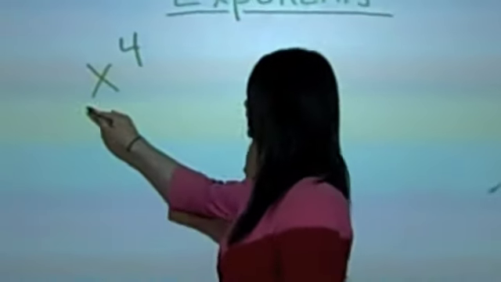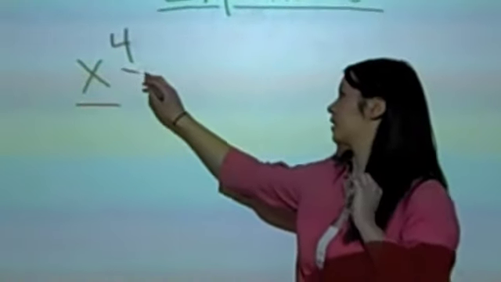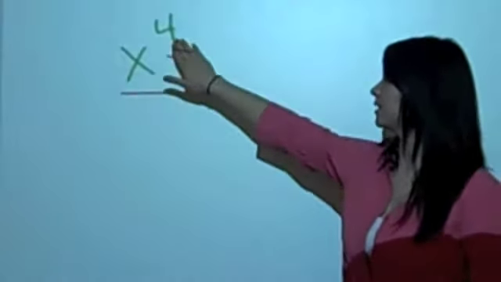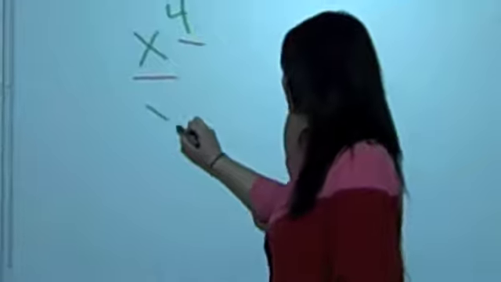In this equation, x is the base number and 4 is the exponent. This means that we multiply the base number times itself 4 times. This is how we'd write it out longhand.